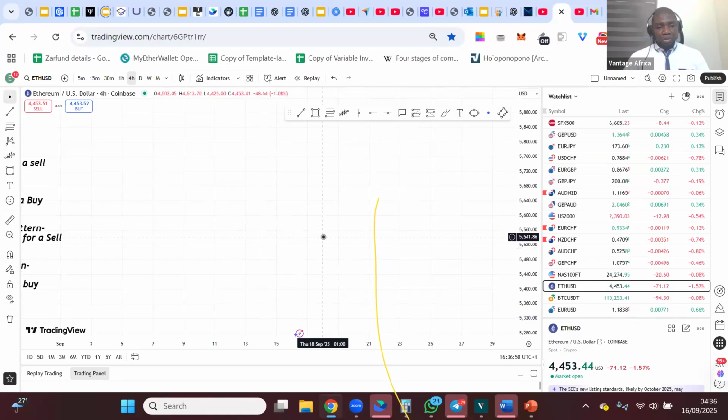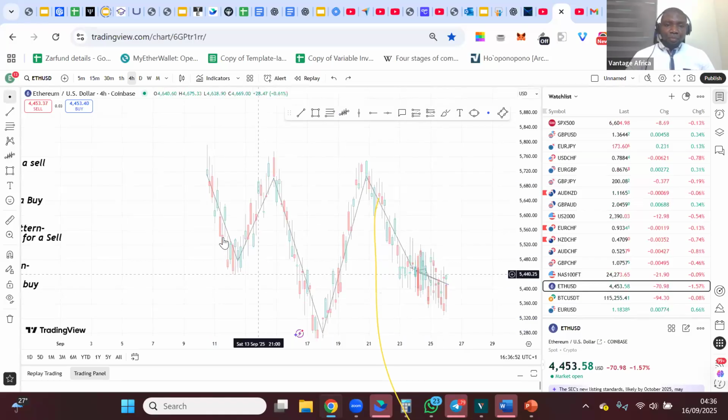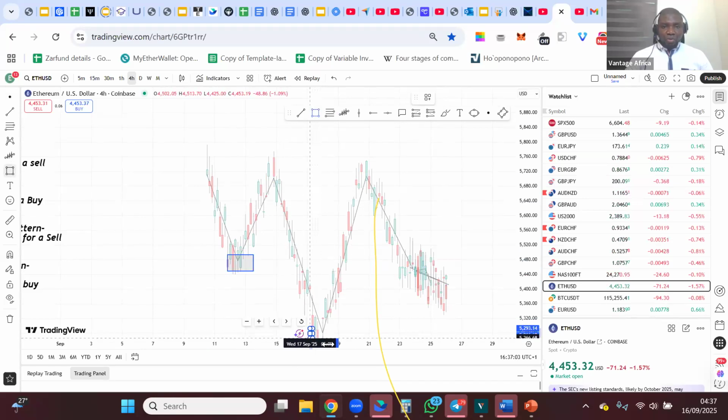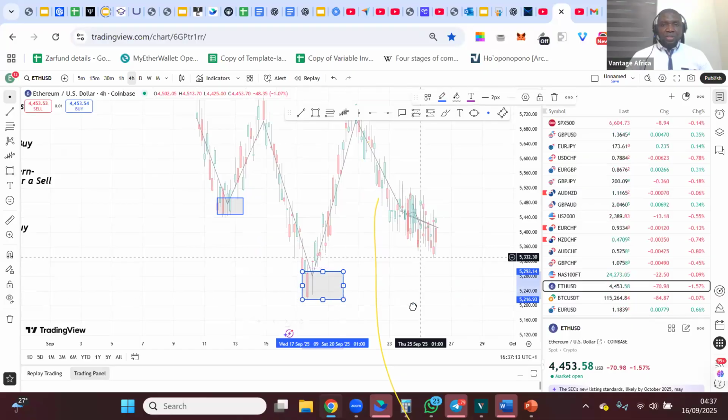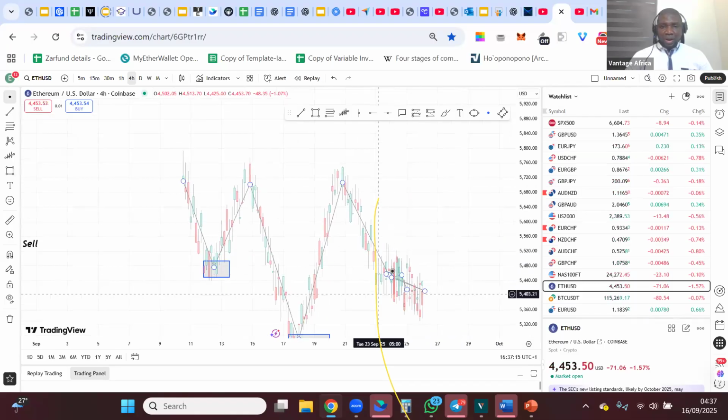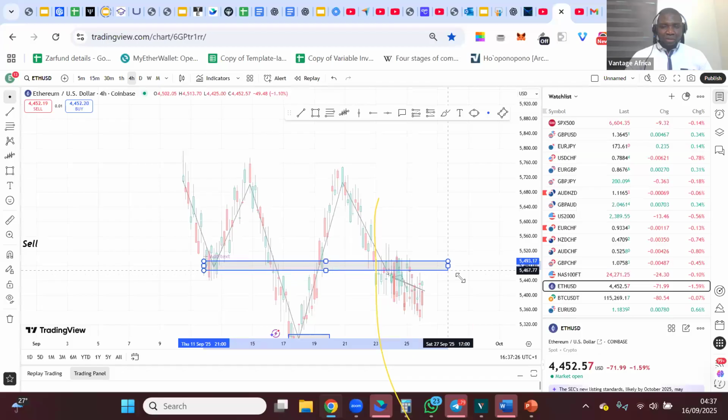Okay, see what I'm trying to do here. Now, this is the left shoulder. This is the head. Once you see this, you know that a right shoulder is about to be formed. Once you see this, you know that what is left is a right shoulder. A right shoulder is going to form somewhere around here, right? A right shoulder will form somewhere around here, somewhere that matches the left shoulder, somewhere there.